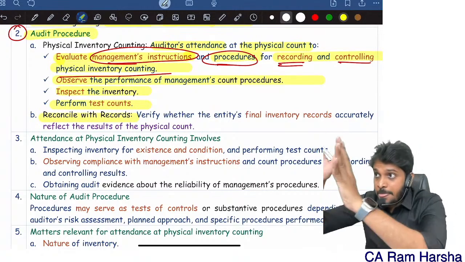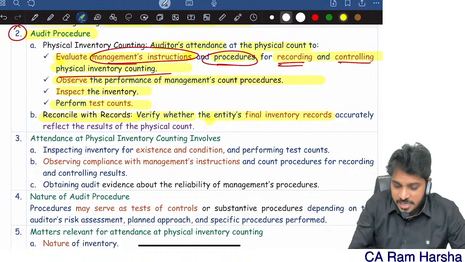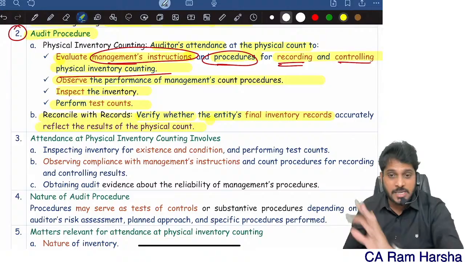Physical counting is there, right? Does that count match with the records or not? Inventory records will be there. Verify whether the entity's final inventory records accurately reflect the physical count result.